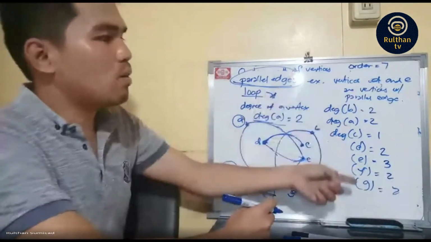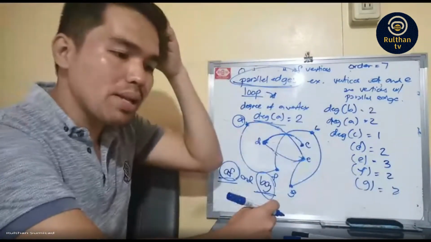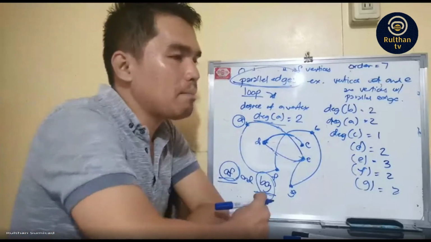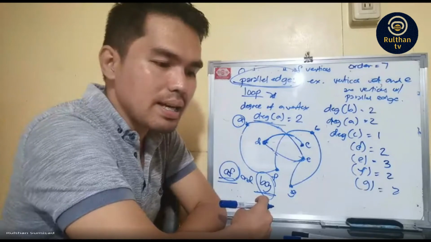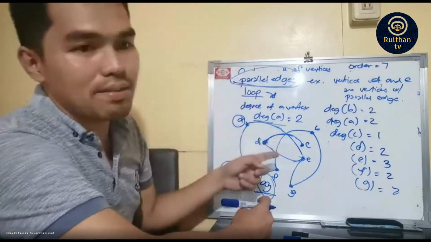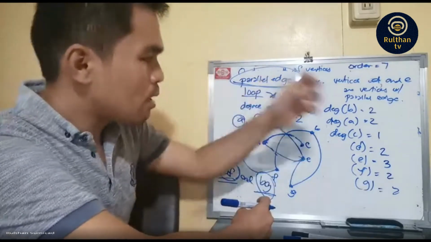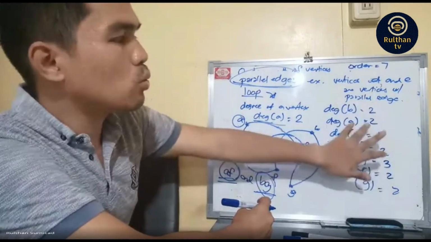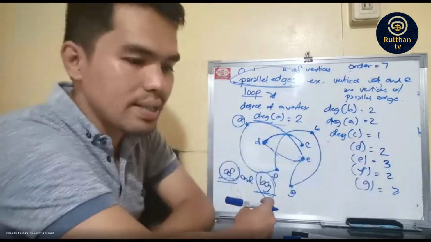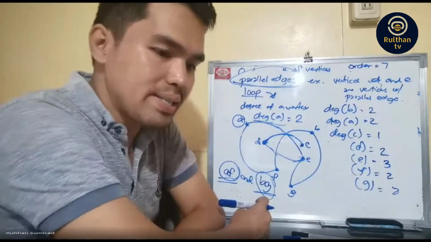That's the degree now. By the way, this is called the degree sequence. The degree sequence is the arranging, in increasing order, of the degrees of the vertices. So in this case, we should have it 1, 2, 2, 2, 2, 2, 3. That's the degree sequence of the vertices.